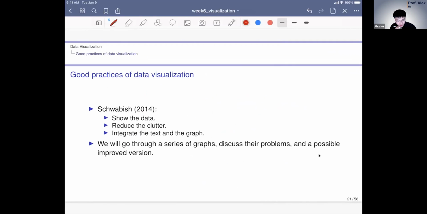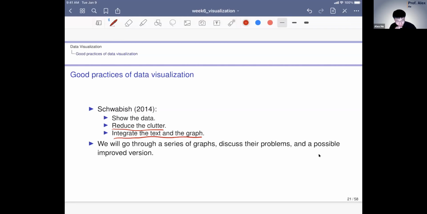And then the good practices of data visualization can be just summarized by these few points. First, you should always show the data directly. And second, related to that, you should reduce anything that's not relevant to what you want to say. Everything that doesn't help with the message you want to communicate, you should drop that from the graph, and you should reduce all the clutter. And the third rule is that you should always integrate the text and the graph whenever possible.